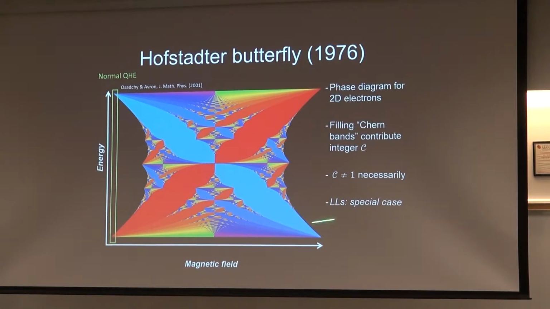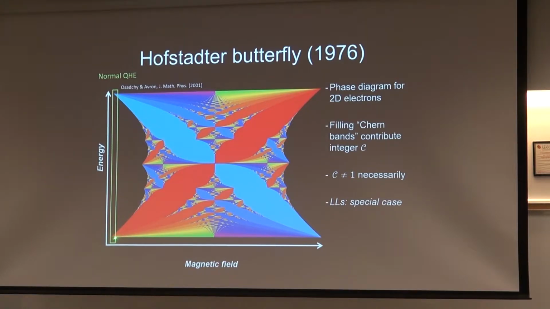So the classic case of the integer quantum Hall effect, of course, happens in Landau levels, right? And in this diagram, Landau levels correspond to the very small magnetic field limit. And that makes sense. In a normal crystal, you have a crystal lattice constant, which might be a couple of angstroms. You have the magnetic length, which might be tens of nanometers. So your magnetic flux per unit cell is typically extremely small.